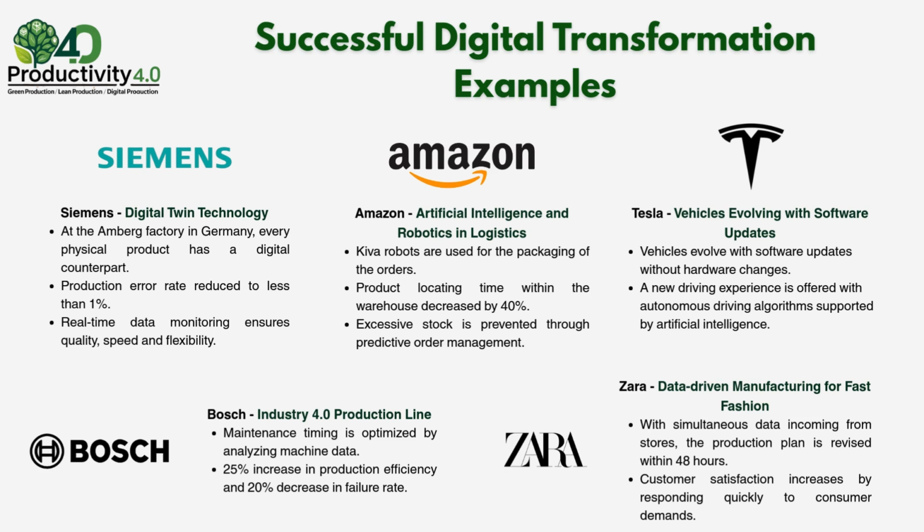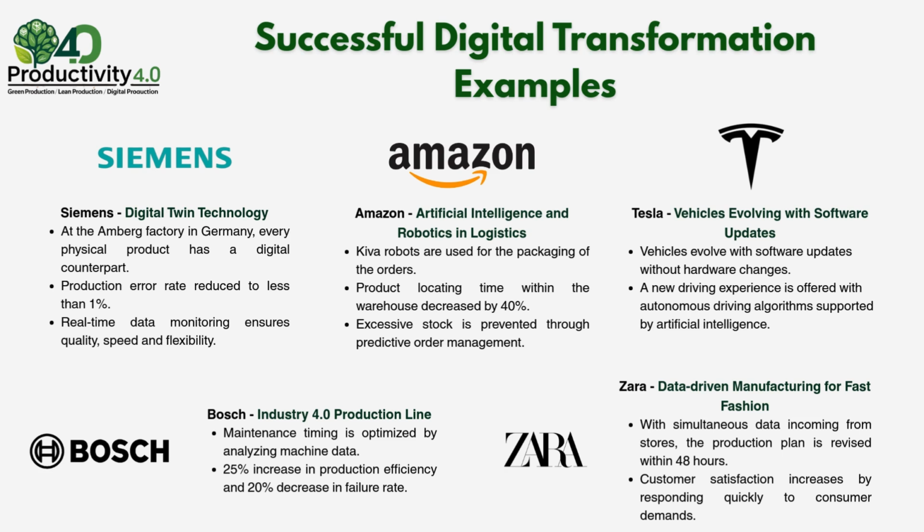Amazon is another great example of digital transformation in logistics. With the help of Kiva robots, the time to locate items in the warehouse is reduced by 40%, and the use of AI and robotics accelerates the order packaging process. Predictive order management also helps prevent overstocking.